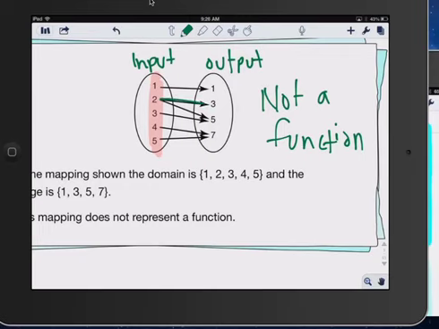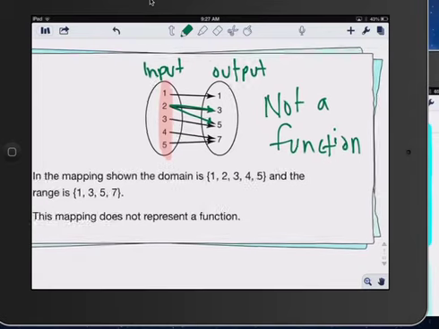Because it has the answers 2 and 5. Do you understand why it cannot be a function? You can input a 5 and get a 7, that's okay. But you cannot put the same number in and get 2 different answers. Do you understand? Yes. Now, do you understand why it's not a function? Yes.